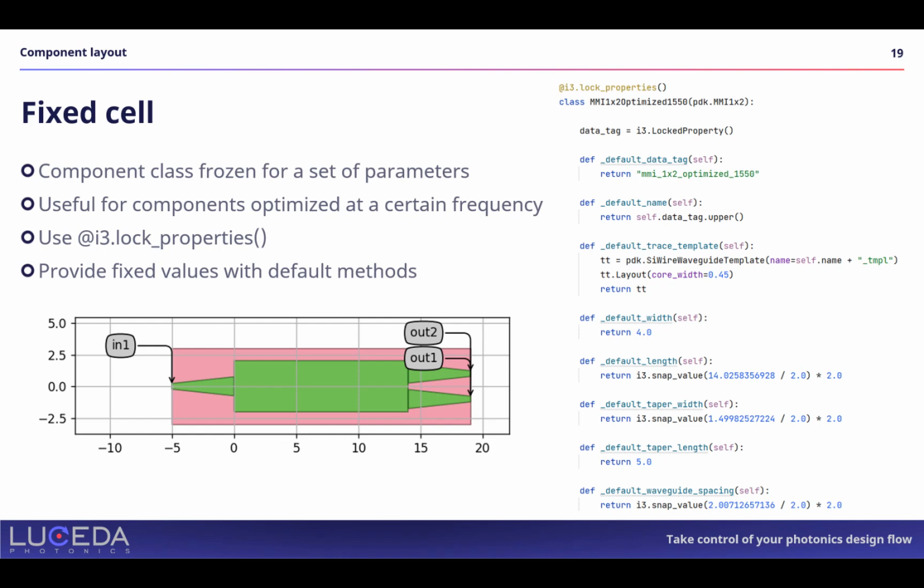To create a fixed cell, you need to add a line that says @i3.lock_properties(), just before the start of your PCell. This line is known as a decorator and instructs IPKISS to lock this class to a certain set of properties.